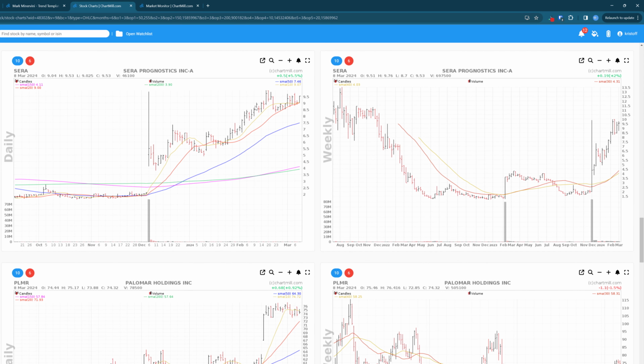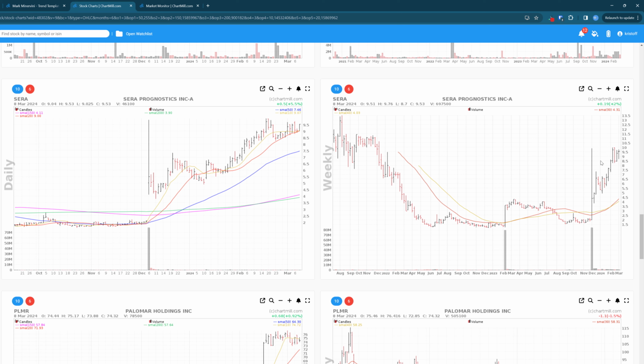It's not a setup. It's something to keep an eye on. Serra Prognostics, tightening up, higher lows, and take a look at the weekly. A rather important resistance level. If it can break out above this high, the first resistance on the weekly is 13.5. So that creates a low risk setup with a very good risk reward.